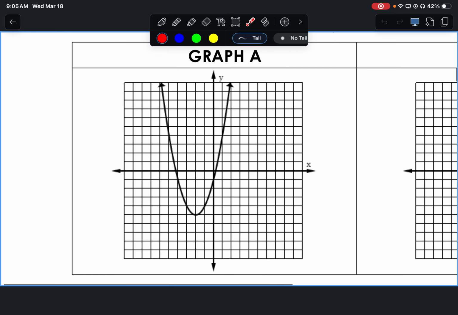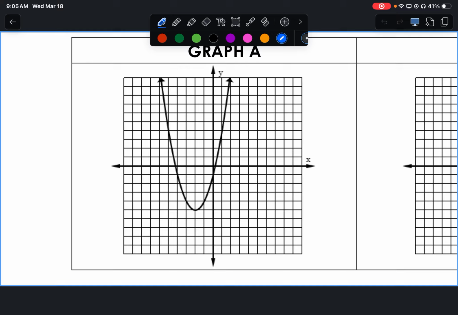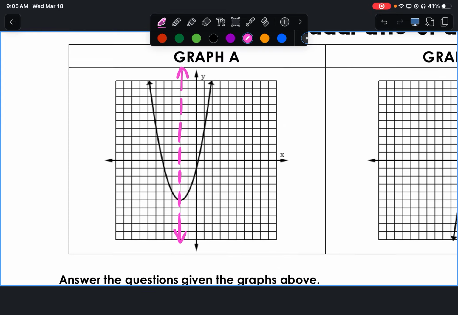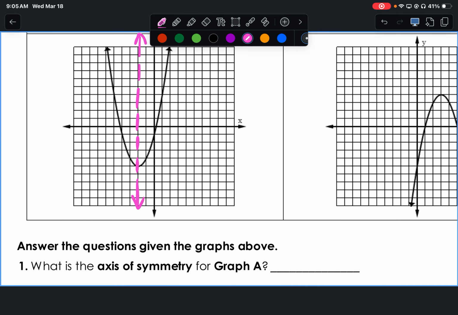So if I'm looking at this graph, where is the axis of symmetry? At what x value does the axis of symmetry run through? What divides this graph in half? -2. So through that vertical line at -2 is our axis of symmetry. Okay? So in order to write the axis of symmetry, we always start with x equals then whatever the value is, because we're writing the equation of that line. And that is x equals -2.